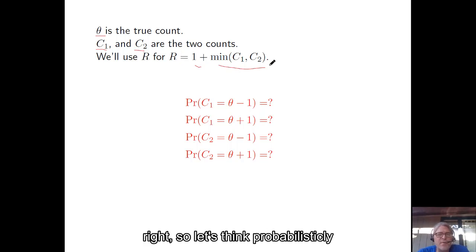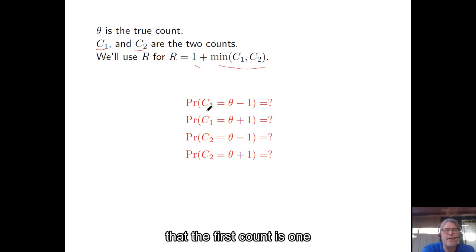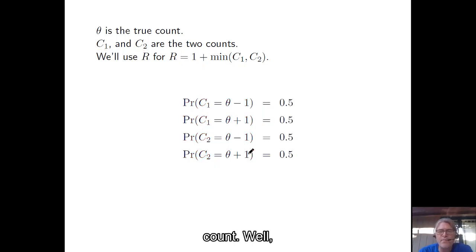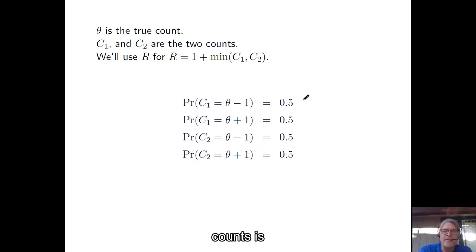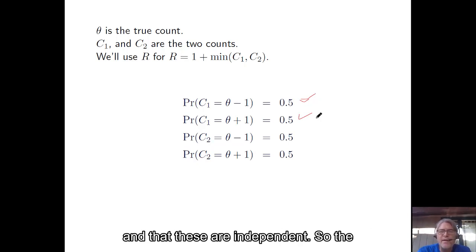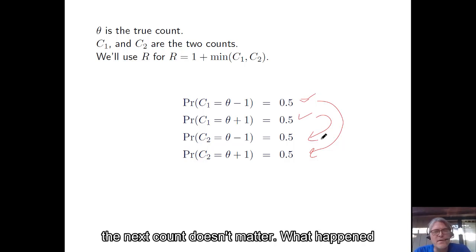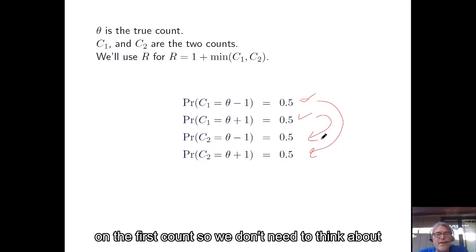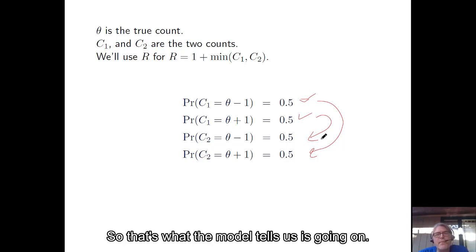All right, so let's think probabilistically based on this model. What do we know about these outcomes? The probability that the first count is 1 smaller than the true value, or that it's 1 larger, and same for the second count. Well, the problem states pretty explicitly that each of the counts has 0.5 probability of being too high or too low, and that these are independent, so the same things apply on the next roll. It doesn't matter what happened on the first roll, so we don't need to think about conditional probability or anything like that. So that's what the model tells us is going on.